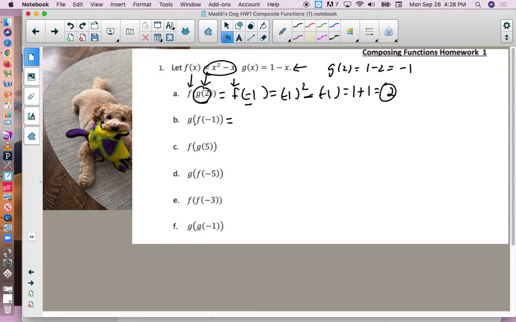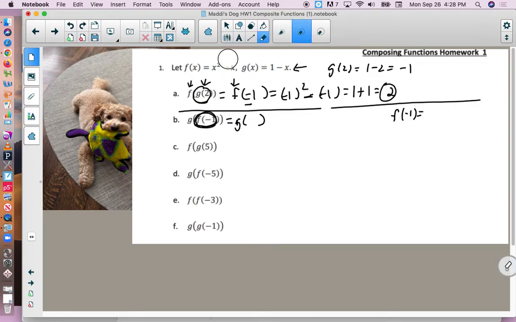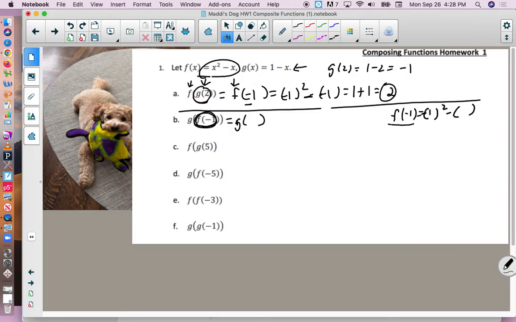And on this one, the first thing I've got to find is f of negative 1. So I'm going to go off and find f of negative 1 to figure out the output, because this becomes the input for function g. So I've got to find out what this number is before I can go forward. So I'm going to go to f of negative 1. That's going to be blank squared minus blank. Put in negative 1.